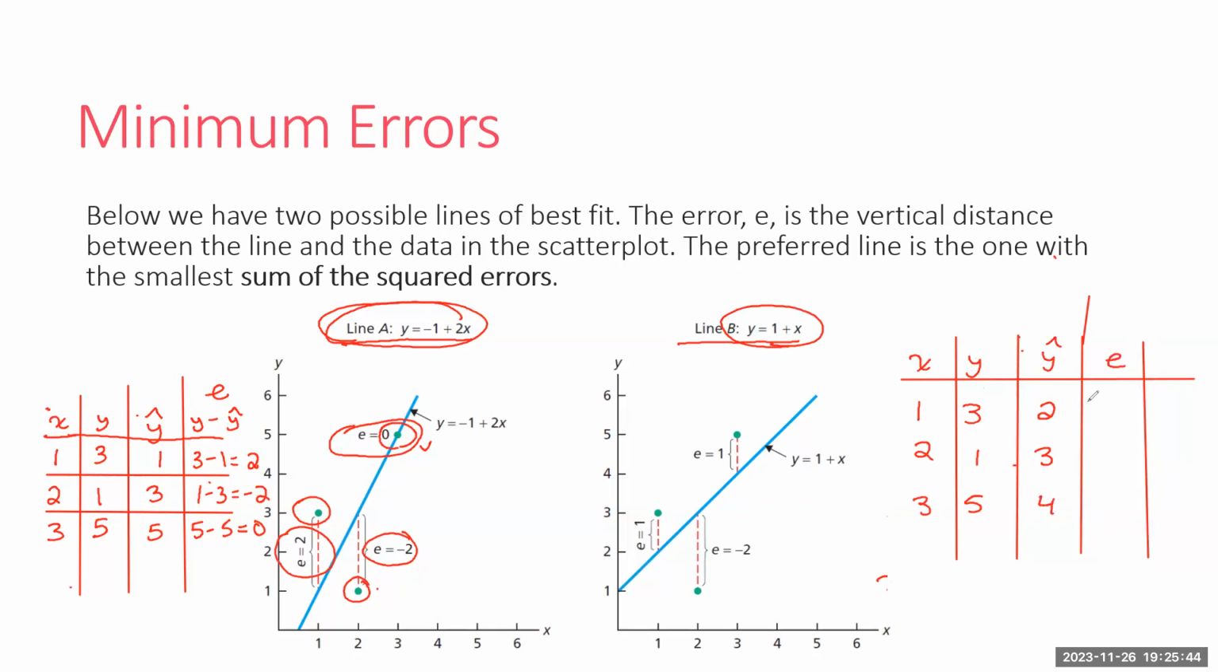So we look for those errors. It's going to be the difference between these 2 points. So 3 minus 2 is going to leave me 1. 1 minus 3 is going to leave me with a -2. And 5 minus 4 leaves me with a 1.